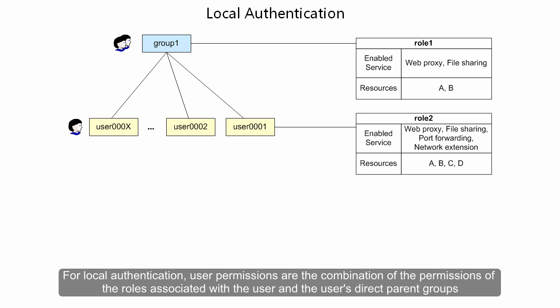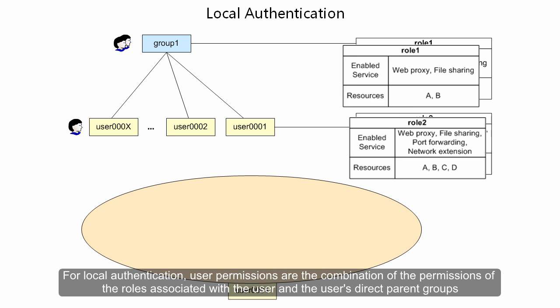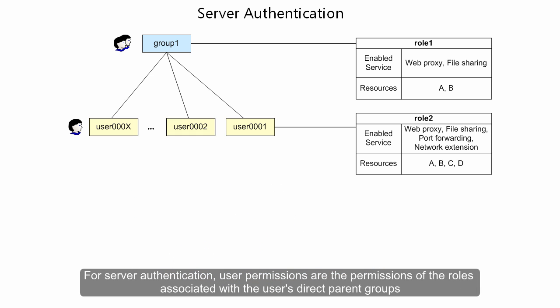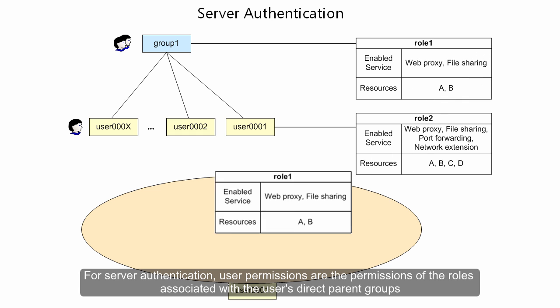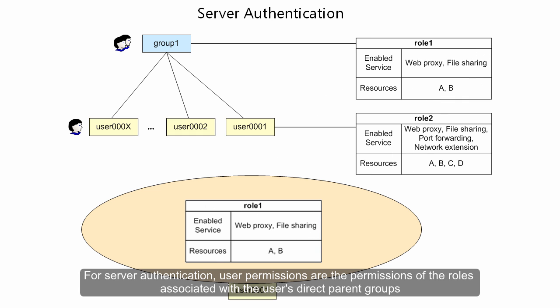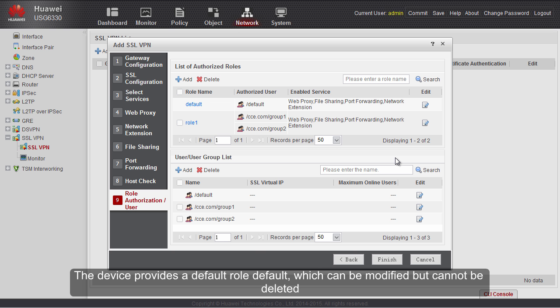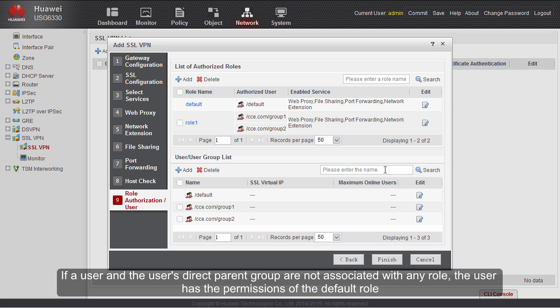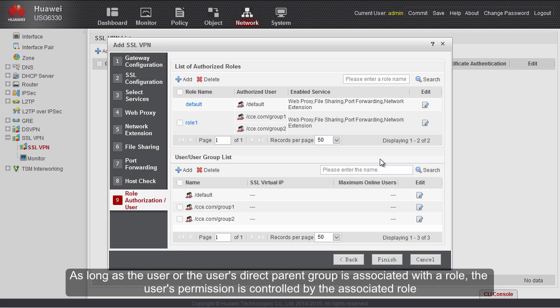For local authentication, user permissions are the combination of the permissions of the roles associated with the user and the user's direct parent groups. For server authentication, user permissions are the permissions of the roles associated with the user's direct parent groups. The device provides a default role default, which can be modified, but cannot be deleted. If a user and the user's direct parent group are not associated with any role, the user has the permissions of the default role. As long as the user or the user's direct parent group is associated with a role, the user's permission is controlled by the associated role.